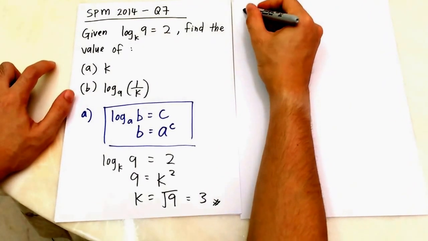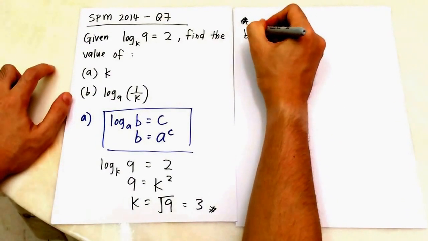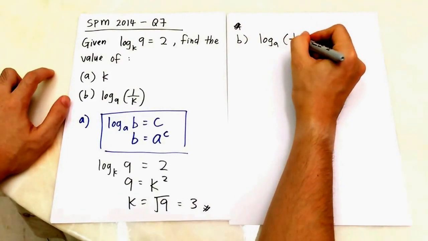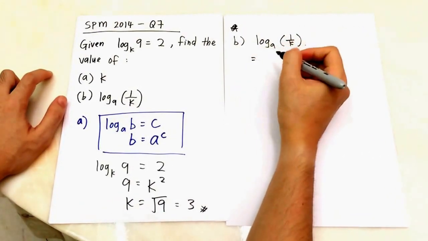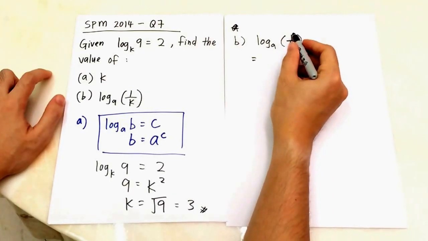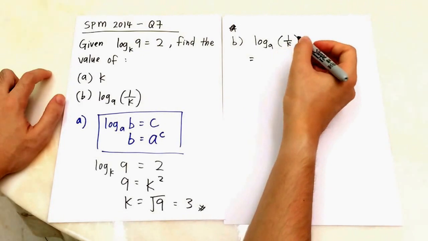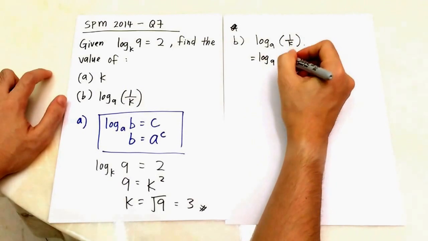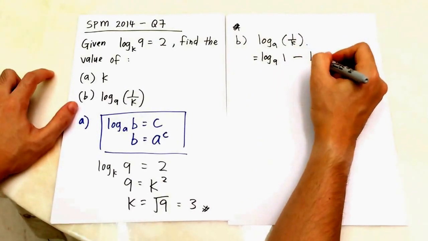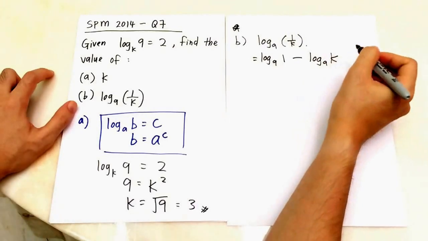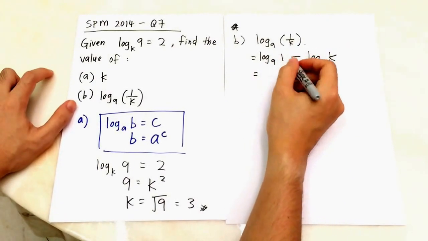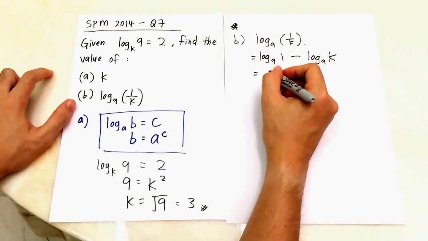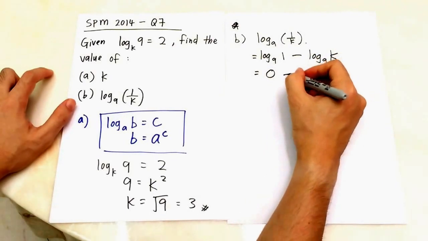Okay, for (b). So you have a question like this: log 9 of 1 over k. First thing is you have to understand this is 1 divided by k. The law of log tells us that when division happens, it will become minus: log 9 1 minus log 9 k. And log 9 1, for log, if the number is 1, it just means 0.